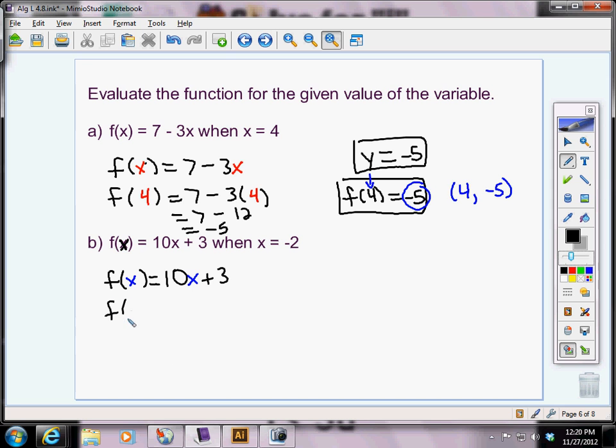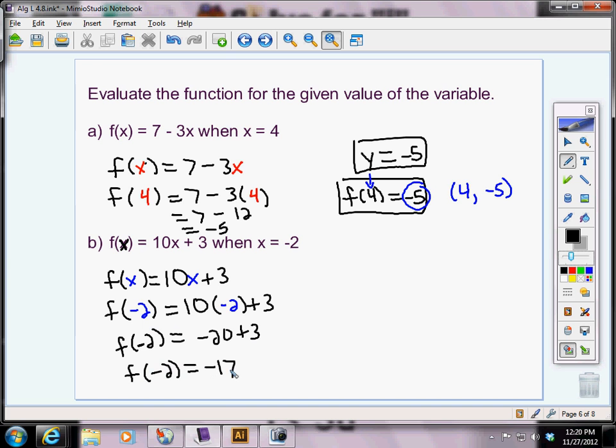Okay, so we're going to say f of negative 2 equals 10 times negative 2. We're just substituting it in just like we would before, plus 3. Okay? So now we're going to have f of negative 2 equals negative 20 plus 3. F of negative 2 equals negative 17.